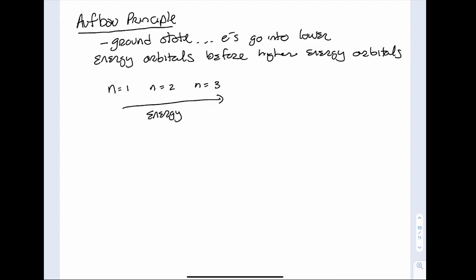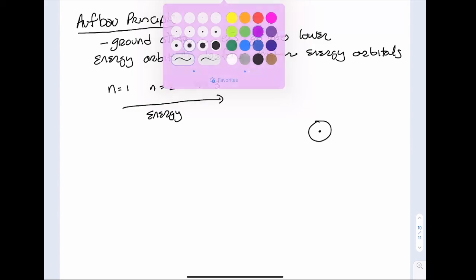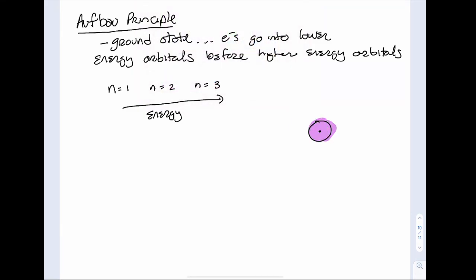We also have a trend with our subshells. Remember, s orbitals were spherical, right? So this was my nucleus, and we were using highlighter in the last video. So this here is where my electrons are most likely to be if it is s-shaped. So centered around the nucleus.